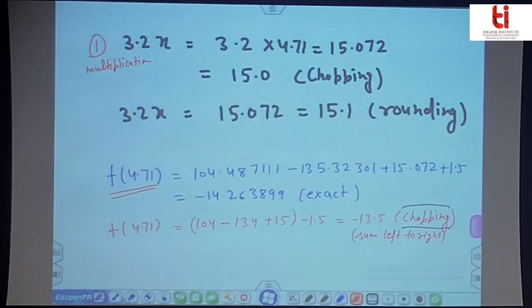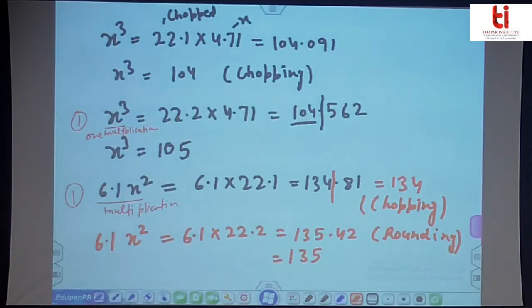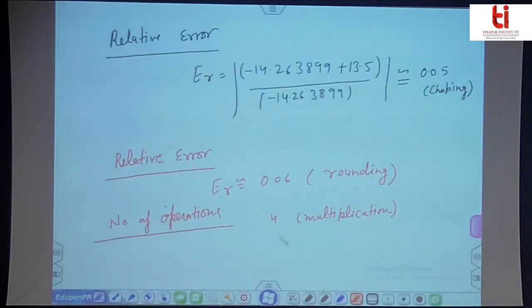Okay, addition or subtraction, they are the same thing. This is 1, 1, 1. Okay, this is 3 additions. Subtraction, addition, we are taking as addition only. So 3 additions. So they are a total of 7 operations, 4 multiplications and 3 additions.